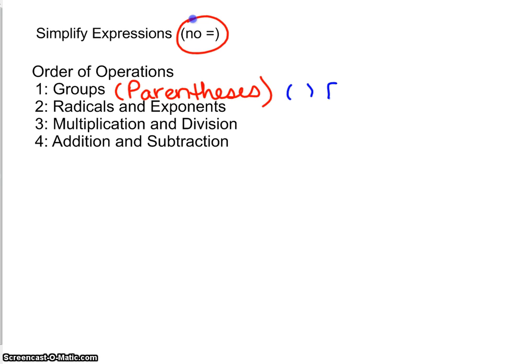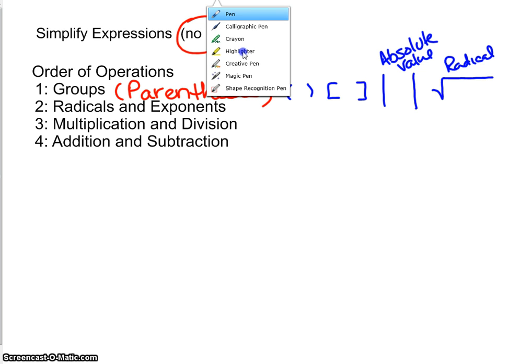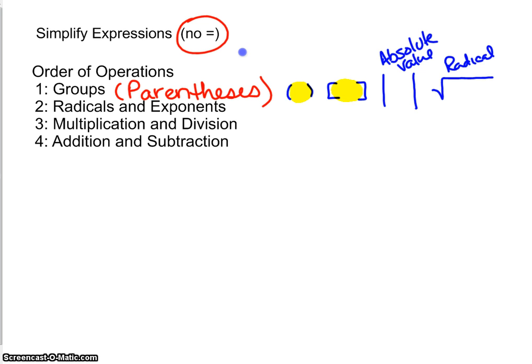You may run into brackets. You may run into absolute value. You may run into a radical, which we also see in step number 2. But what we're talking about in this step is taking care of stuff that's on the inside. Simplify what's on the inside of each of those. Okay. All right, second step.